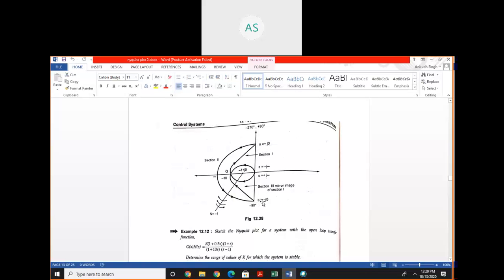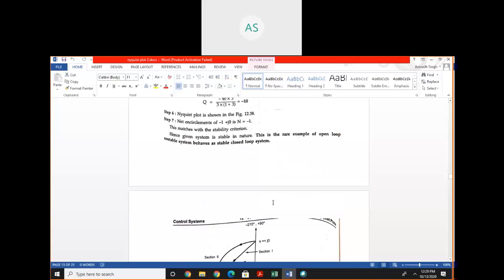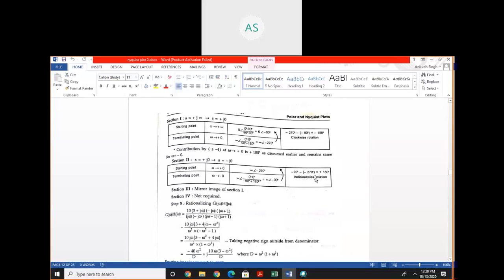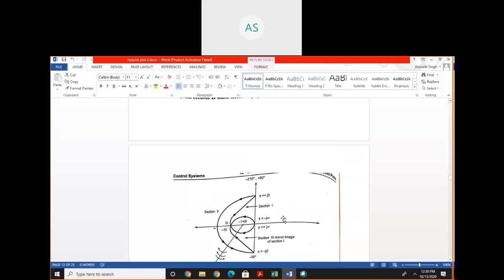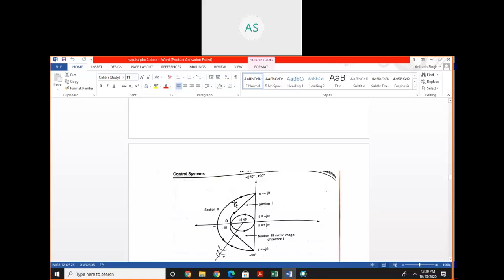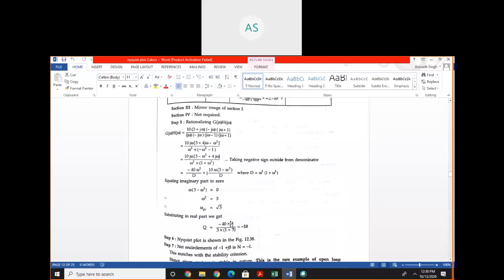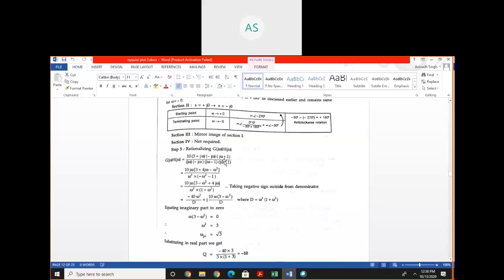Magnitude is infinite and angle is minus 270. Then take the mirror image of this polar plot. The joining of ω equal to plus 0 to ω equal to minus 0 is a 180-degree anti-clockwise rotation. These 2 points are joined by the Nyquist plot, and the radius of the Nyquist plot is infinite.